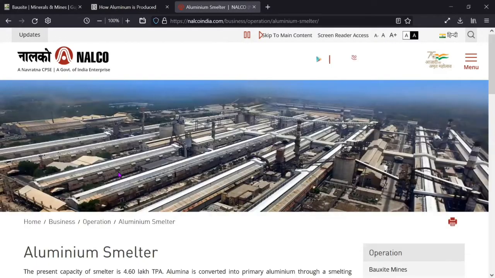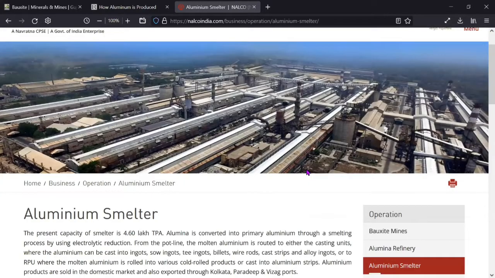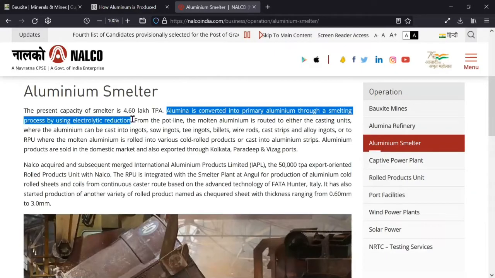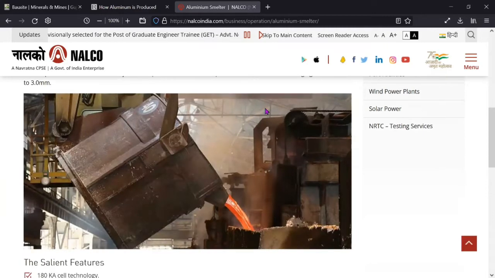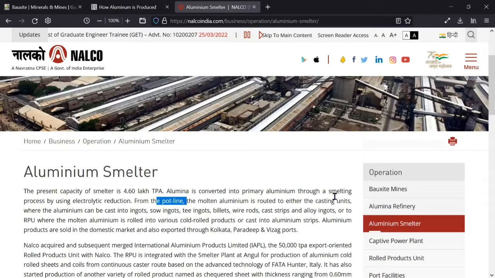Smelting is nothing except the electrolysis. Do you see all these giant structures? This is where, can you see this? Alumina is converted into primary aluminium through smelting process using electrolytic addition. So these are the pot lines. So you'll have these pots where you will have aluminium. Can you see this? This is one of the pot. Yes. Can you see this? Yes, sir.